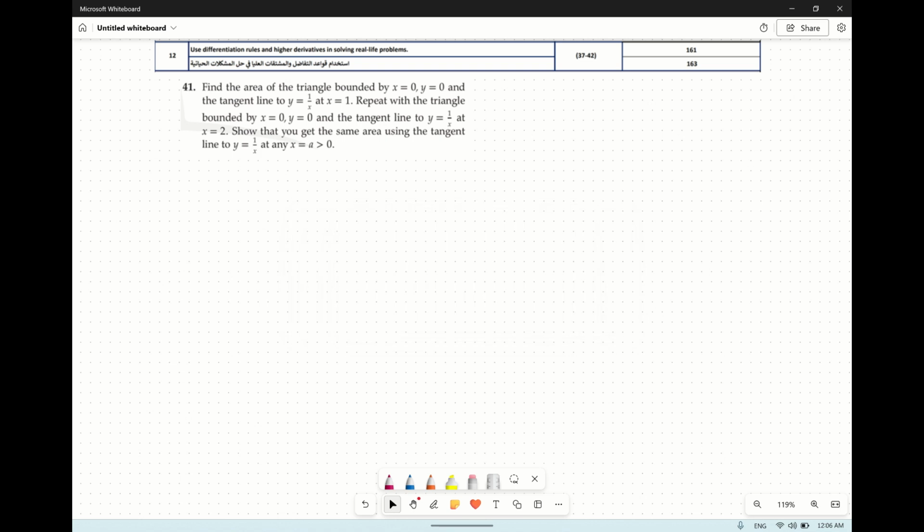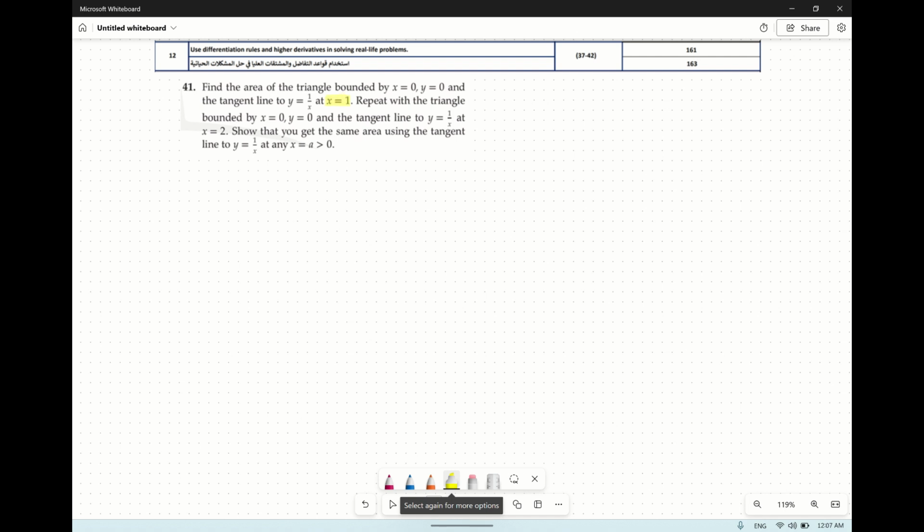Question number 12 from the EOT, second part, question number 41. Find the area of the triangle bounded by x equals 0, y equals 0, and the tangent line to y equals 1 over x at x equals 1. Now repeat again, but with x equal to 2, and then show that you will get the same area at any x, which is x equal to a. So this question has 3 parts.